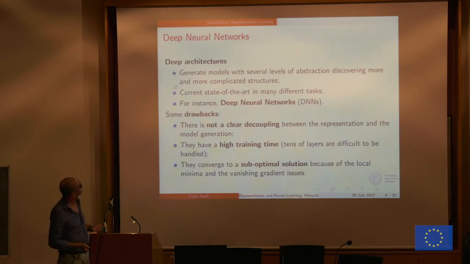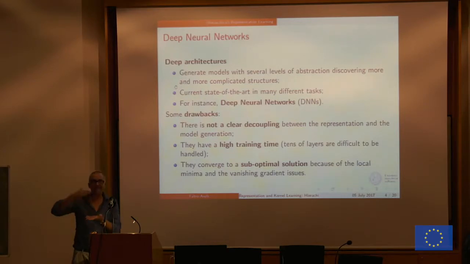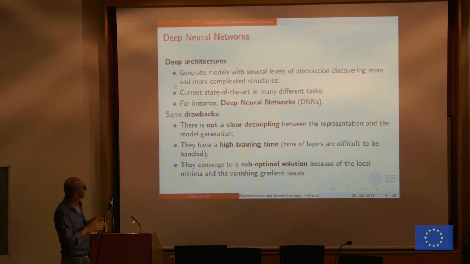deep architectures basically generate models with several levels of abstraction. So with representations that have different levels of abstraction, and these are the state of the art in many different tasks nowadays. Okay? In particular, deep neural networks are becoming very popular now. Okay? Anyway, they have some drawbacks.